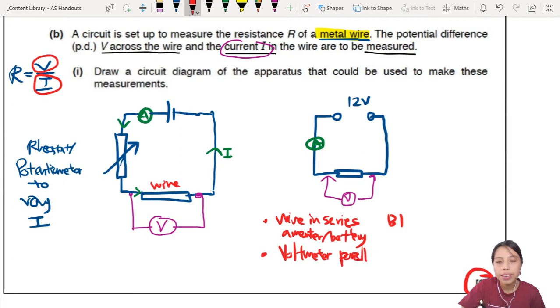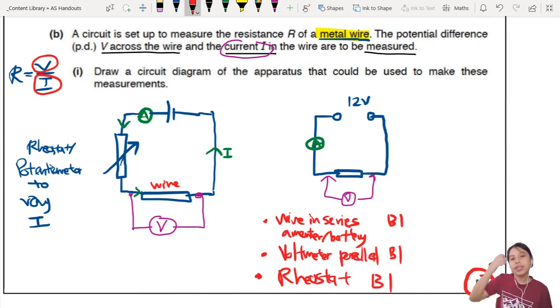How to spell parallel? Parallel lah. Pardon my writing a bit. Third one comes from your rheostat or potentiometer in series with everything else. So current will flow through the rheostat before going to the wire. So that's the third mark.